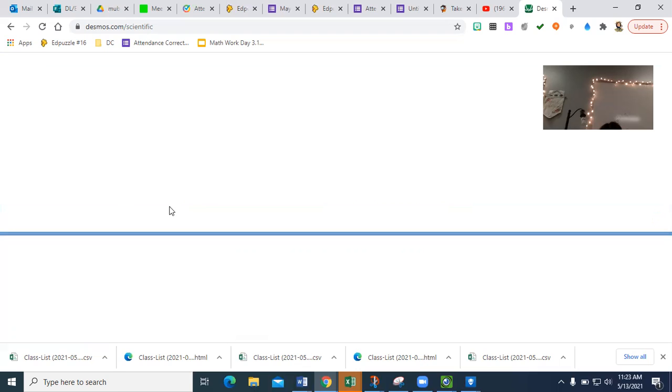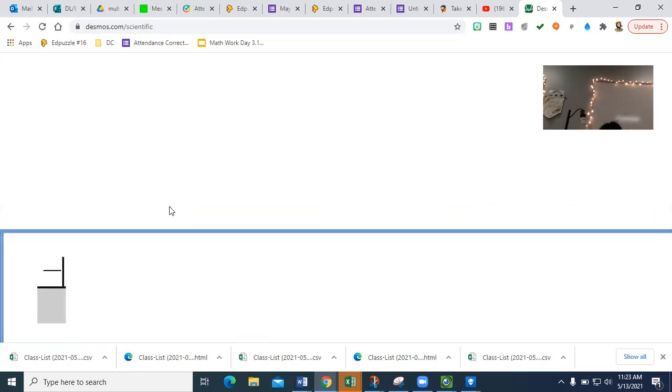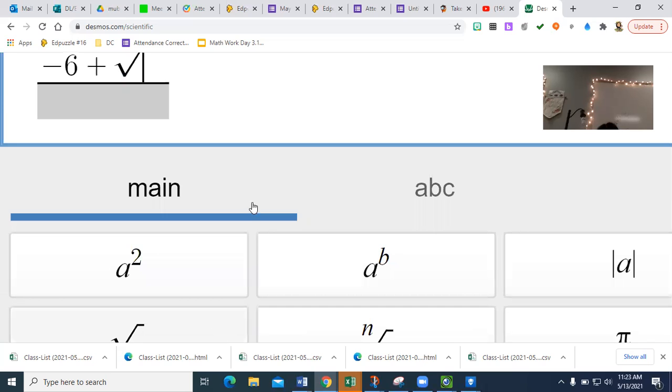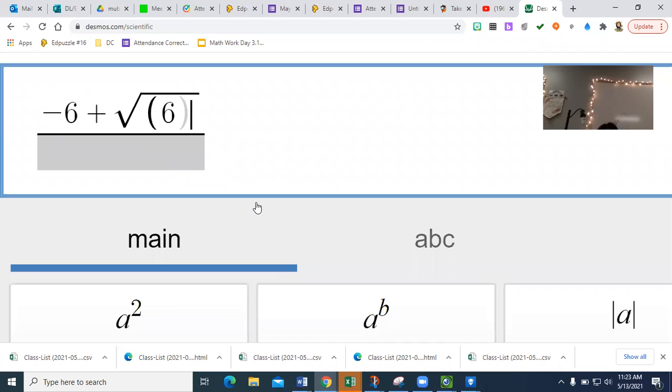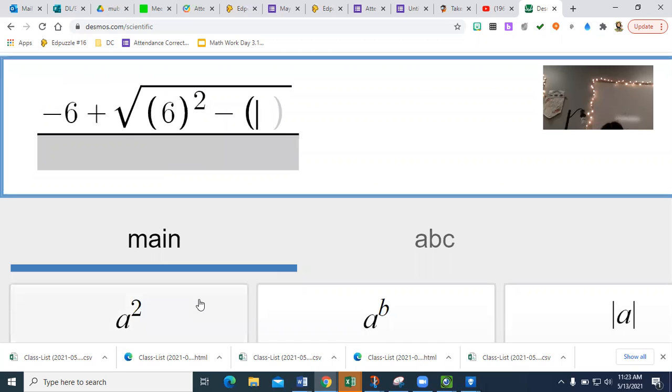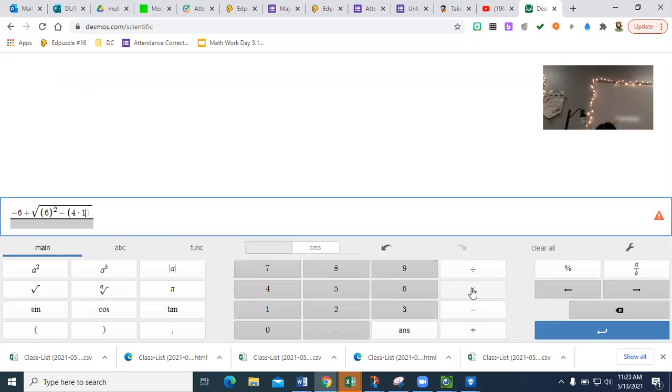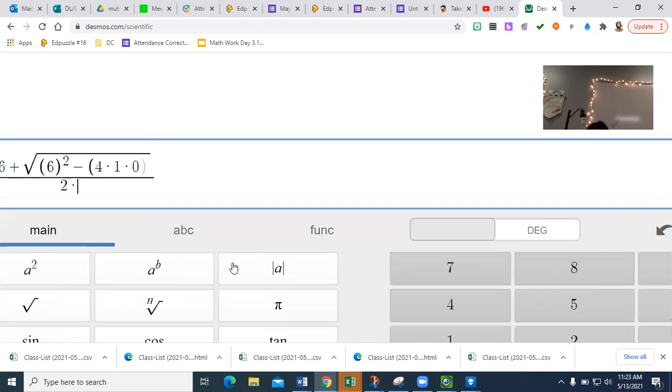Okay, so -6 plus. I start with the plus, and then I'm going to do the square root. Here's the square root, parentheses, 6 squared. The squared goes outside the parentheses. Everybody see that? It goes outside the parentheses. Minus 4, otherwise you're going to get it wrong, times the a, which is 1, times the c, which is 0, over 2 times the a, which is 1. So what did you get?